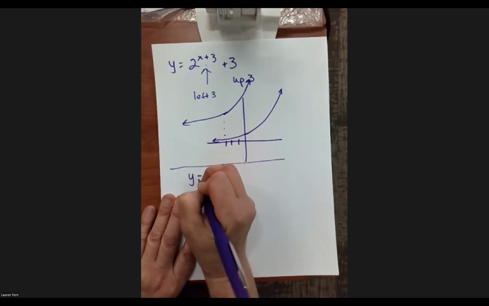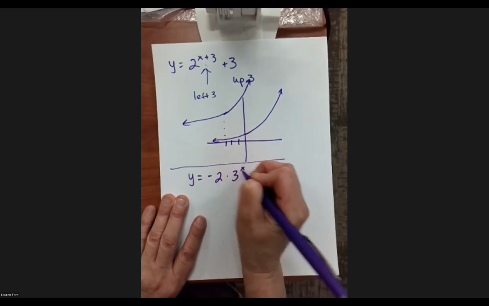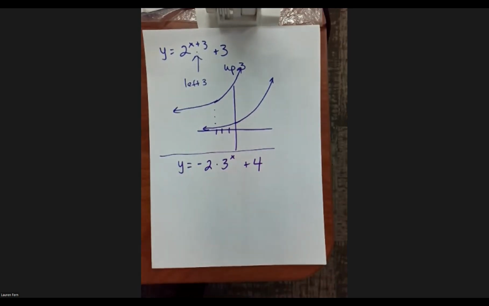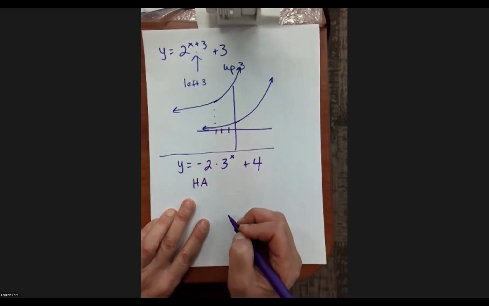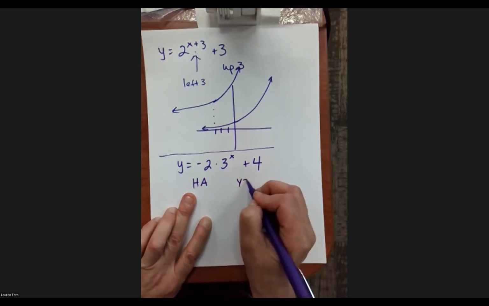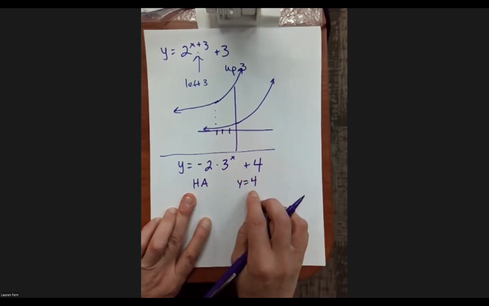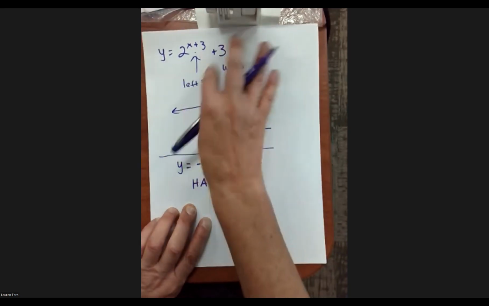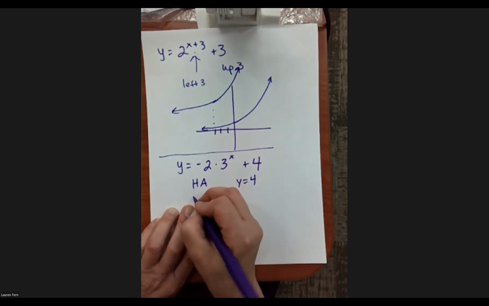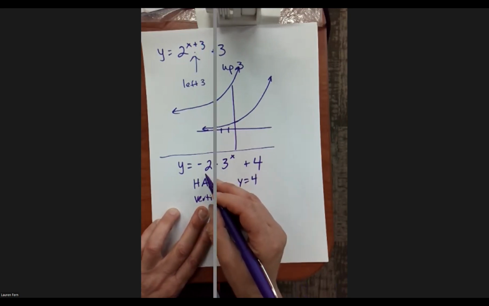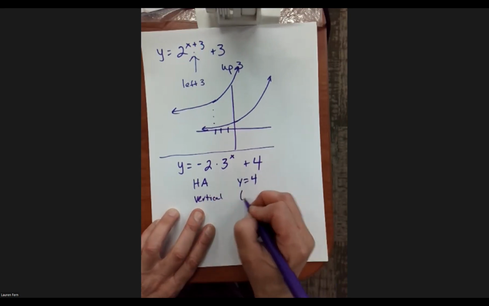What about if I have -2 times 3 to the x plus 4? Well, first thing I would write down is what's my horizontal asymptote? Let's say that's 4. And we could just describe the graph as well. And again, we could do our vertical intercept here as well. What's our vertical intercept here? Isn't it a plus c? So -2 plus 4, or 2.